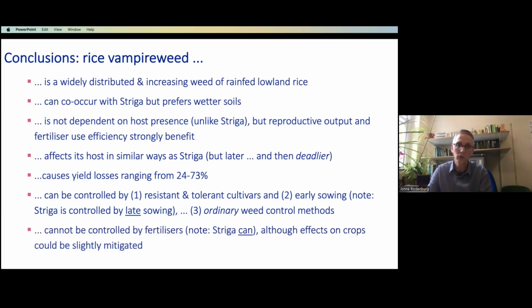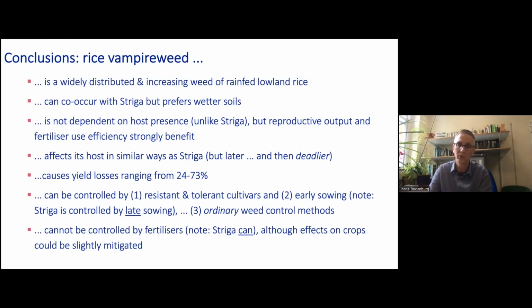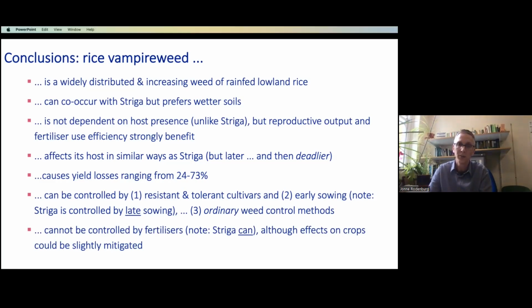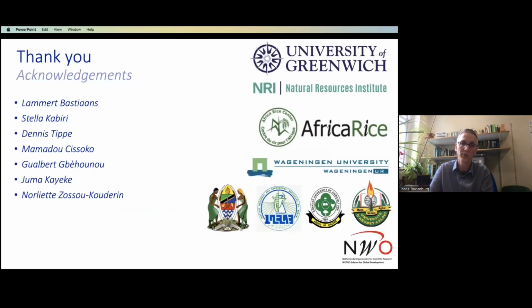It cannot be controlled by fertilizers. And this is also, again, opposite from what we found with Striga. But we can still recommend fertilizers to be used by farmers, because the fertilizers can mitigate some of the negative effects of the parasite on the crop.